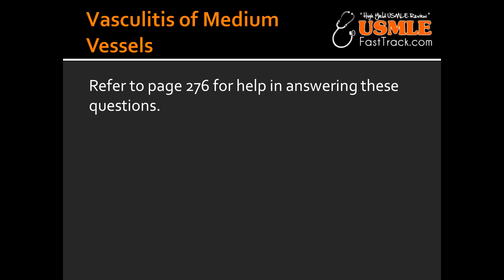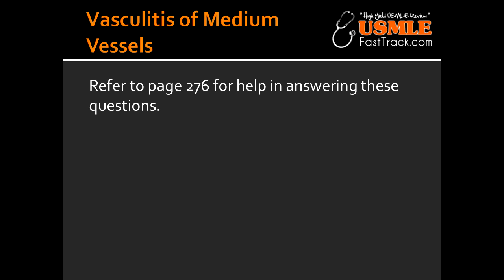What is some of the treatment for polyarteritis nodosa? Polyarteritis nodosa is treated with corticosteroids as well as cyclophosphamide. What group of patients are most commonly affected with Kawasaki's disease? Kawasaki's disease most commonly happens in Asian children under the age of 4.